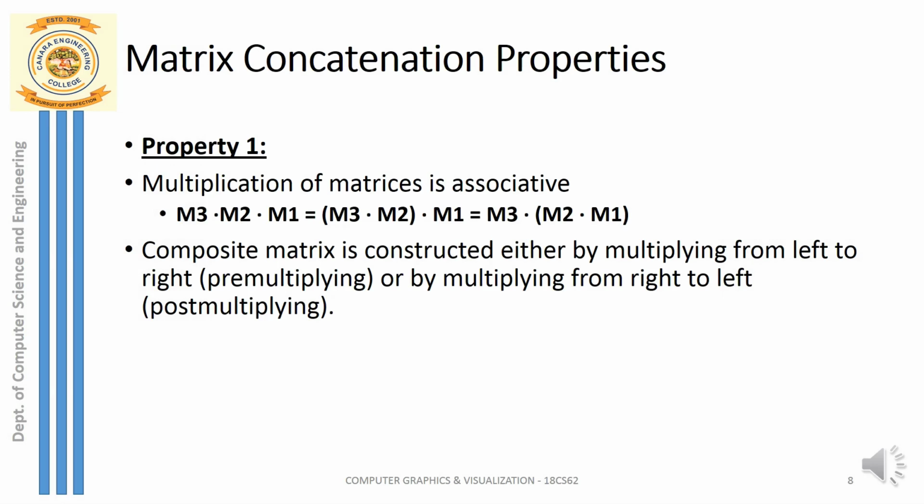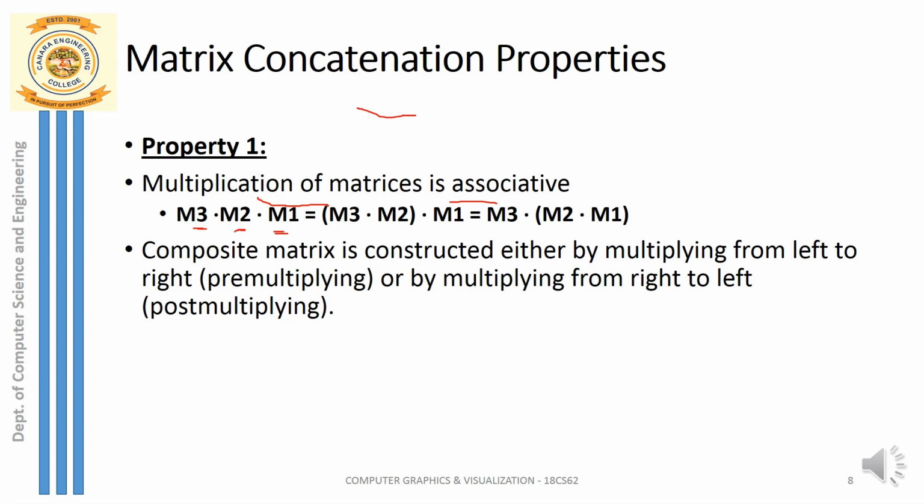Now we'll see some of the matrix concatenation properties. What are the properties these matrices hold, or whenever we concatenate matrices, what are the key points that we have to remember? Multiplication of matrices is always associative in nature. Whenever we perform matrix multiplication, see the order of multiplication we have written. Since this is post multiplication, you start from right to left. First matrix M1 is multiplied with matrix M2, and then multiplied by matrix M3.